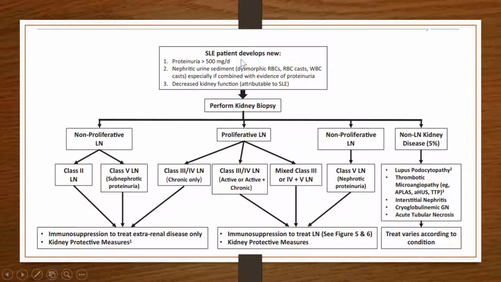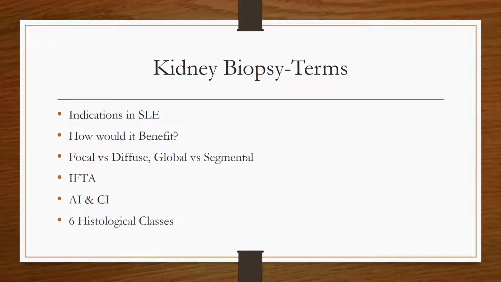So these are the indications of kidney biopsy: proteinuria, nephritic urine sediment, and decreased kidney function, meaning azotemia, rise in creatinine. So you perform a kidney biopsy and you could find either non-proliferative lupus, proliferative lupus, non-proliferative lupus with nephrotic range proteinuria, and some other disorders like lupus podocytopathy, TMAs. We will discuss all this when we discuss the treatment.